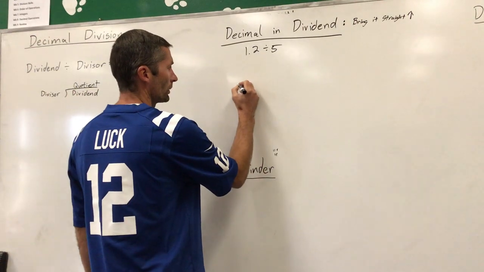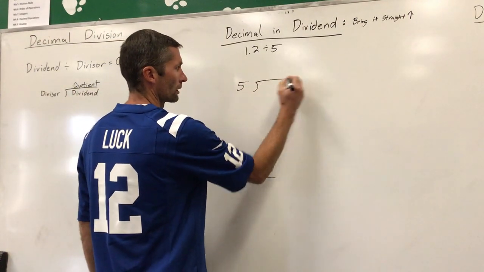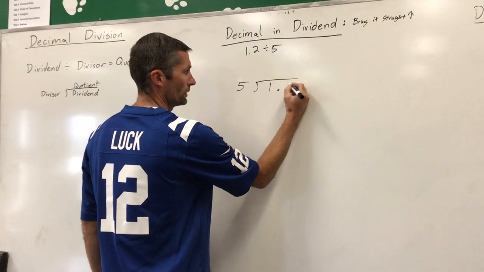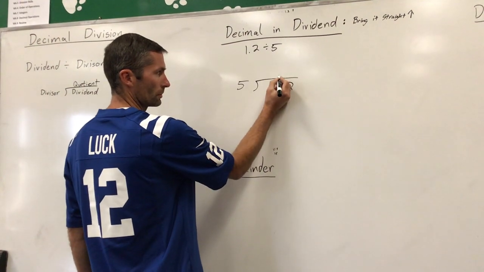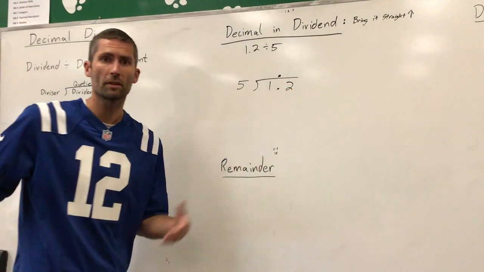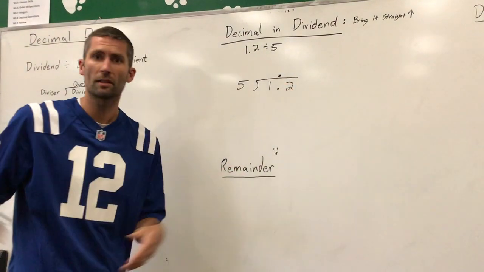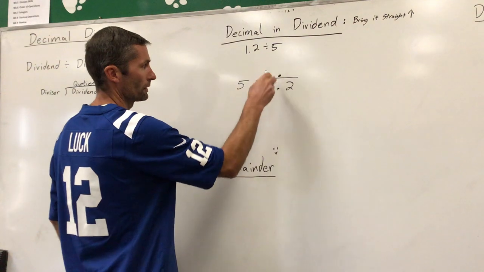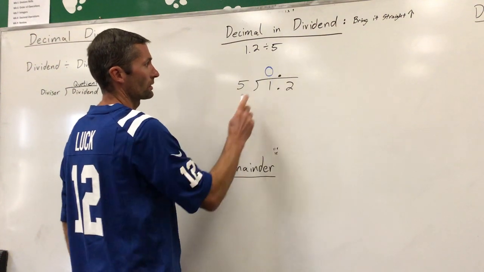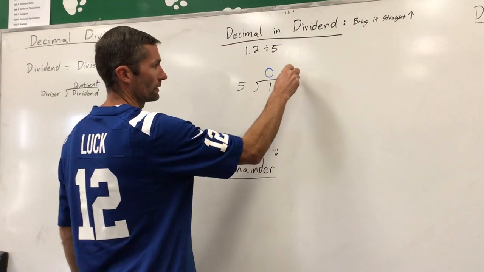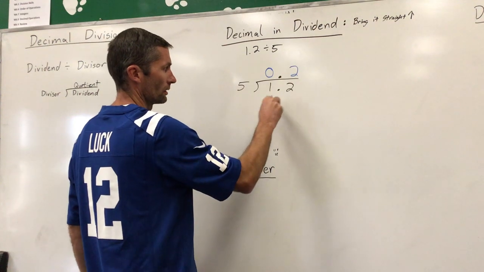Okay, so here we go. We're going to write it. 5 goes into 1.2. We bring the decimal straight up. I can ignore the decimal. Doesn't even exist. All right, I'll do it in a different color so you can see. 5 goes into 1, 0 times. 5 goes into 12, 2 times.